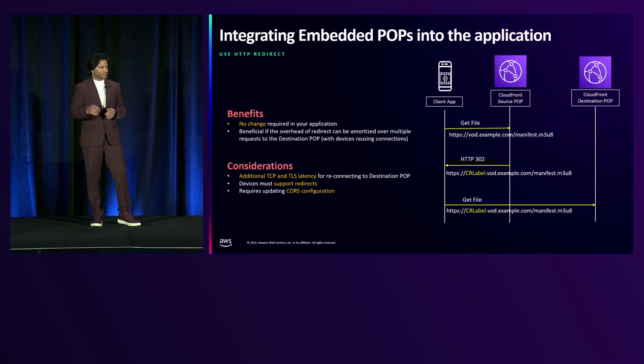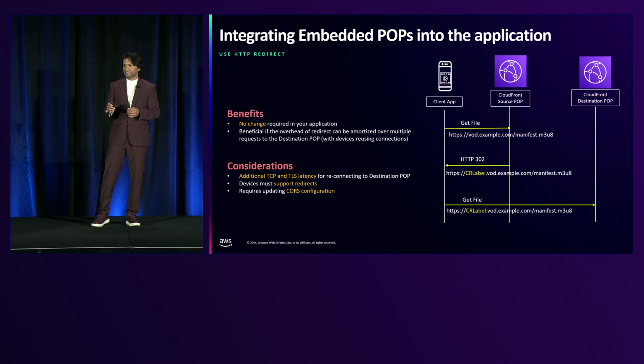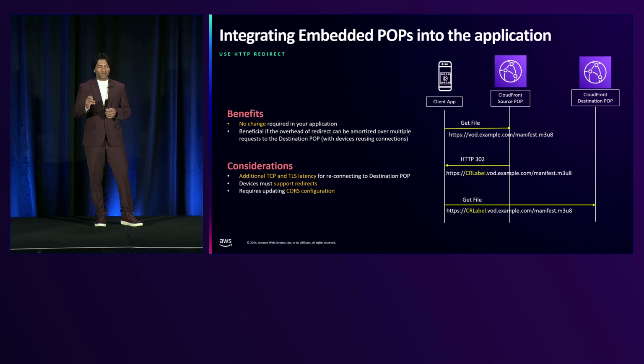The first is using HTTP redirects. Here, you do not need to make any changes to your application. We make a change on the back end. And when the request hits CloudFront, the Edge POP issues a redirect with a different host name. Browsers handle redirects seamlessly, so that's not an issue. However, if your viewers are using, say, streaming devices or gaming consoles, you just want to make sure that they support the redirects.